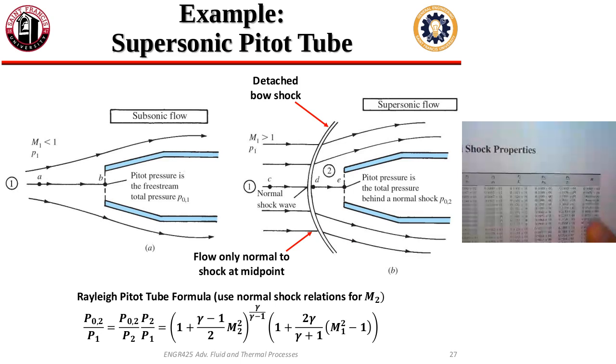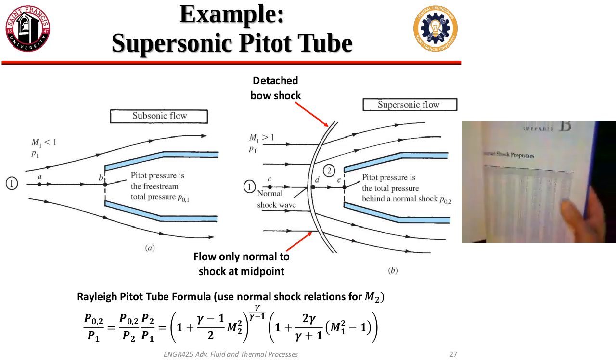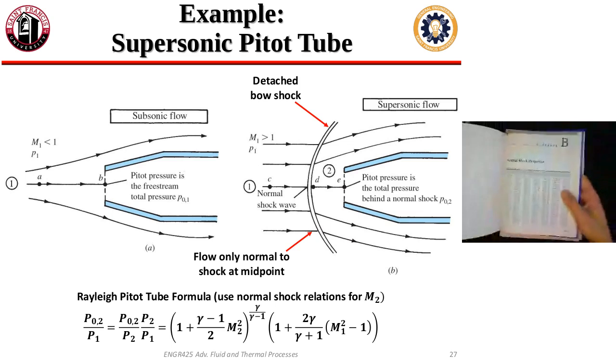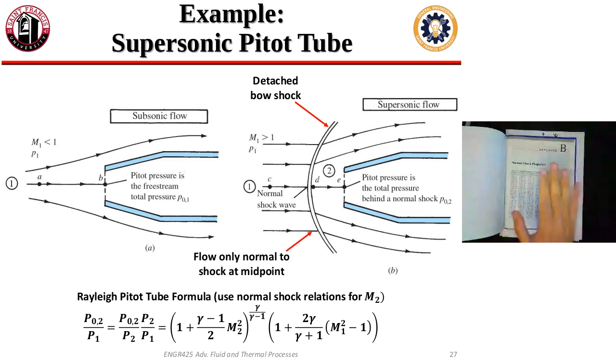T1 over T or T2 over T1 and blurriness. Okay. All right. Well, I'll just explain what's here then. So this is Appendix B from your textbook.